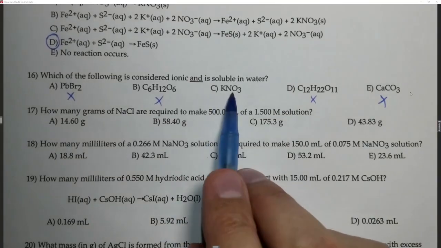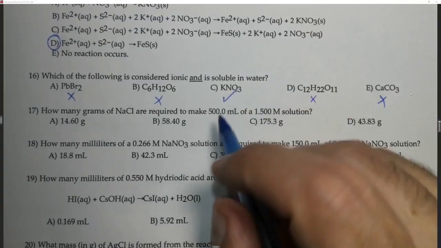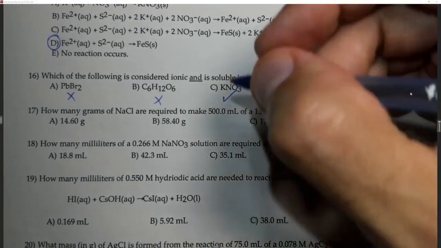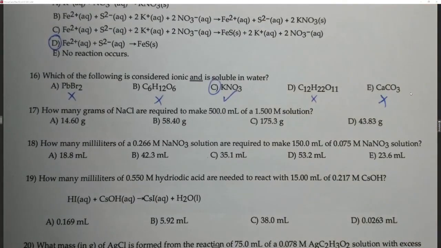KNO3 contains a 1A metal. 1A metals are always soluble. Nitrates are always soluble. This one is both ionic because it contains a metal and soluble because it just is soluble. So therefore, we have choice letter C.